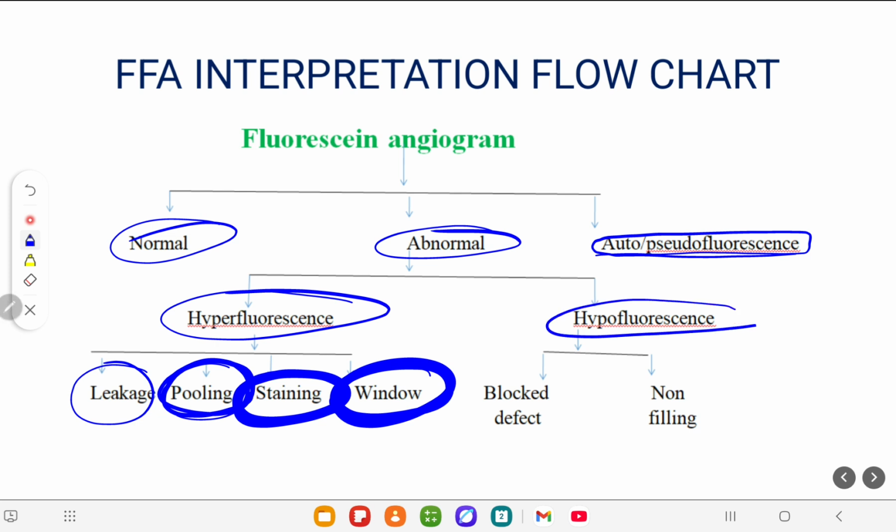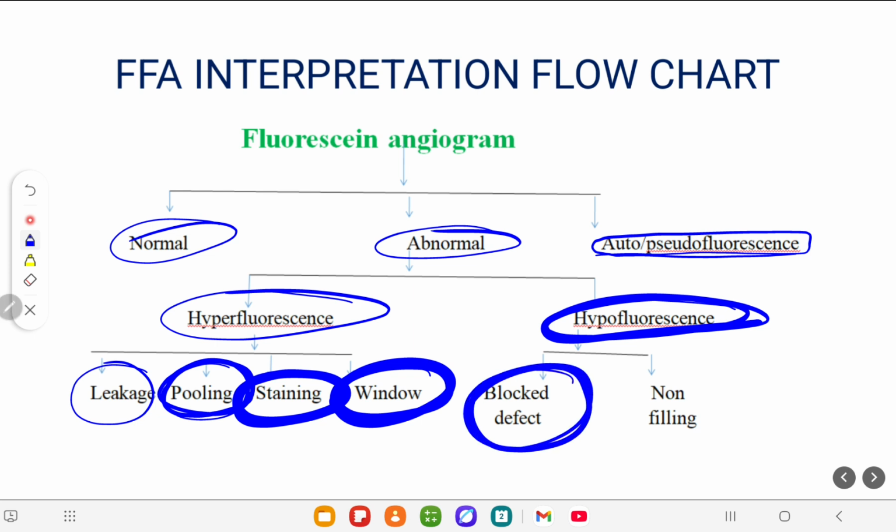In hypofluorescence, we are supposed to see some fluorescence, but it is blocked. So one is a block defect, another is a non-filling defect. Something is hindering, or blood vessels are actually blocked somewhere and not filling there. So these are the gross things, and definitely there is autofluorescence. We have already discussed about normal.